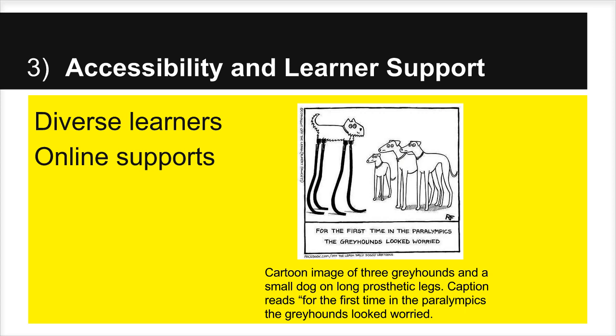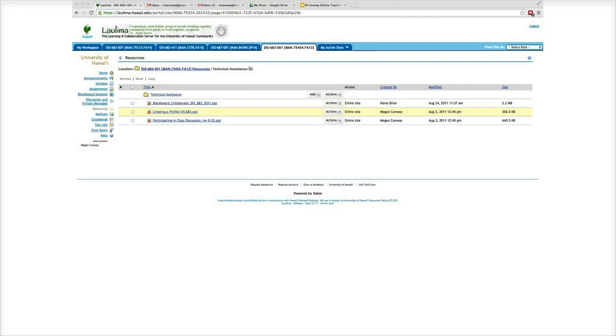Accessibility and learner support, diverse learners, and online supports. Here's a cartoon image of 3 greyhounds and a small dog on long prosthetic legs. The caption reads, "For the first time in the Paralympics, the Greyhounds look worried." Here's an image of the resources site on my Laulima platform, and this includes some PowerPoints that explain to students how to navigate some of the online aspects of the course.